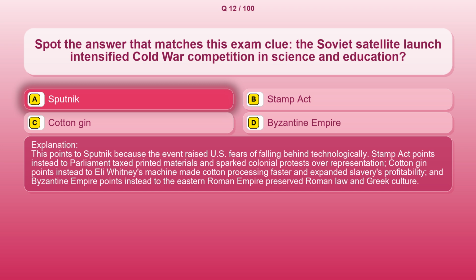Cotton Gin points instead to Eli Whitney's machine made cotton processing faster and expanded slavery's profitability, and Byzantine Empire points instead to the Eastern Roman Empire preserved Roman law and Greek culture.